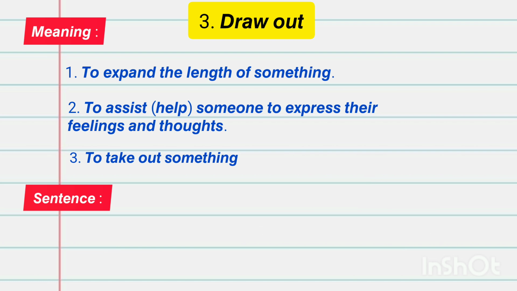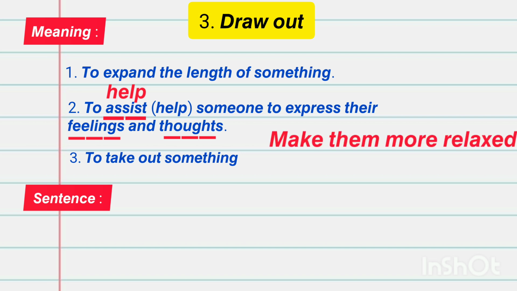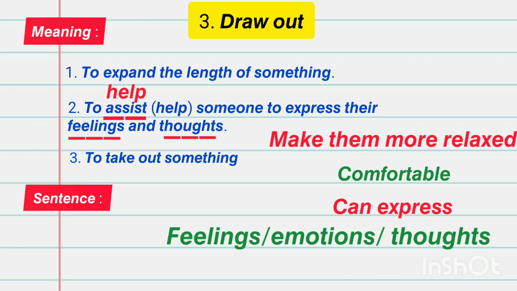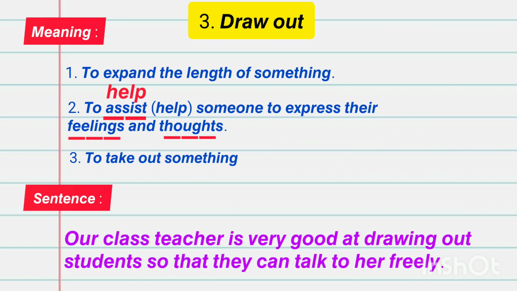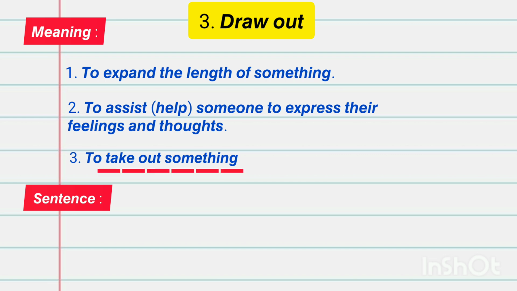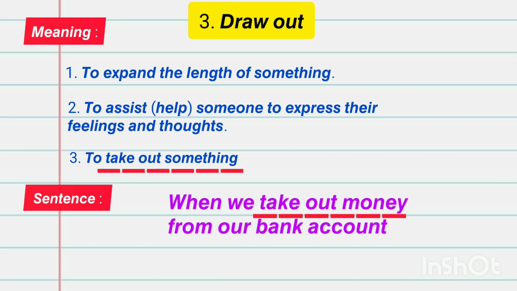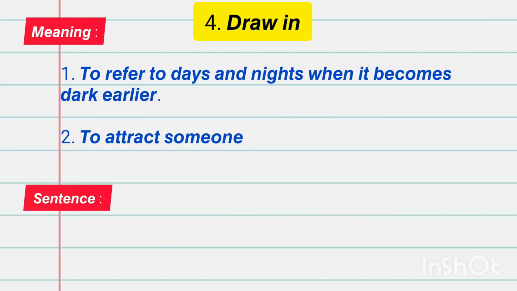Second meaning of draw out is to assist someone, that is to help someone to express their feelings and thoughts. So when we draw out someone, we make them more relaxed and comfortable so that they can express their feelings or emotions or thoughts easily. Example, our class teacher is very good at drawing out students so that they can talk to her freely. The third meaning of draw out is to take out something, like when we take out money from our bank account. Next, we have draw in.